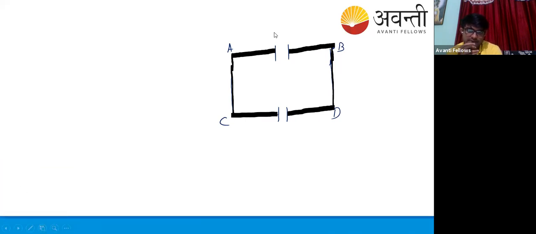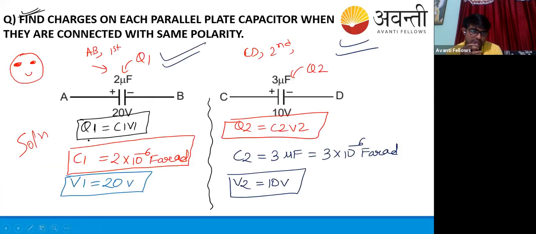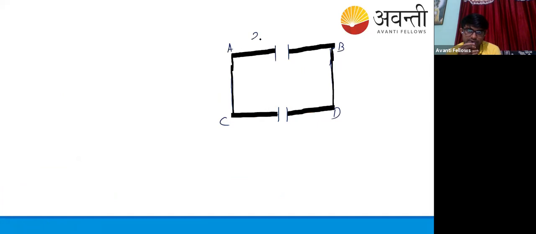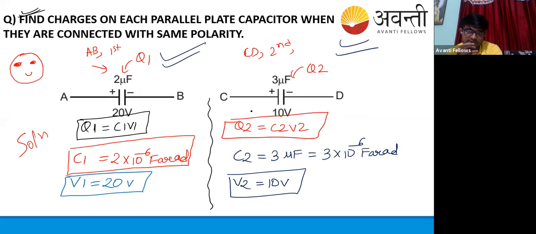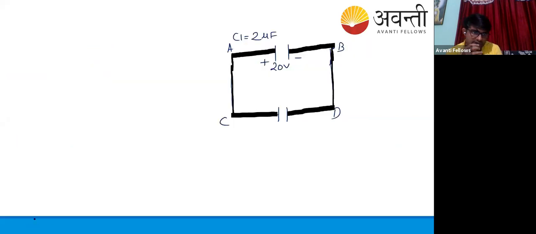So C1 has 2 microfarad capacitance, and the voltage is 20 volt, plus and minus. The polarities are the same; they are being connected in the same polarity. And about the second capacitor, it is basically 3 and 10. In maroon color: C2 is 3 microfarad and it has a 10 volt potential difference. These were the initial conditions.